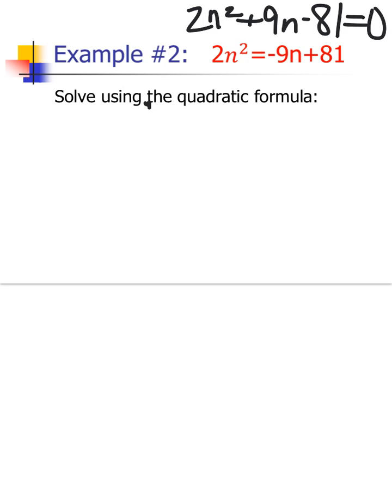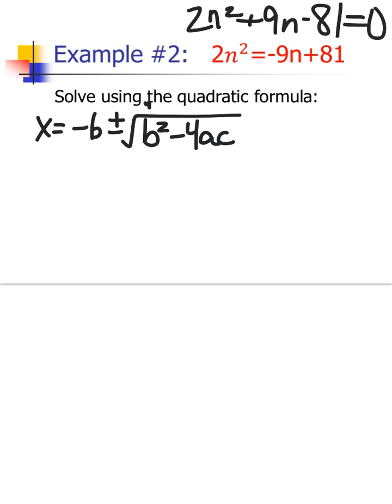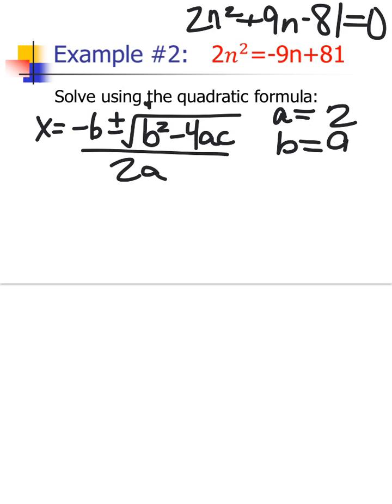And now let's write our quadratic formula. Once again, opposite of b plus or minus square root b squared minus 4ac all over 2a. And let's list a, b, and c. A is 2. B is 9, C is negative 81.